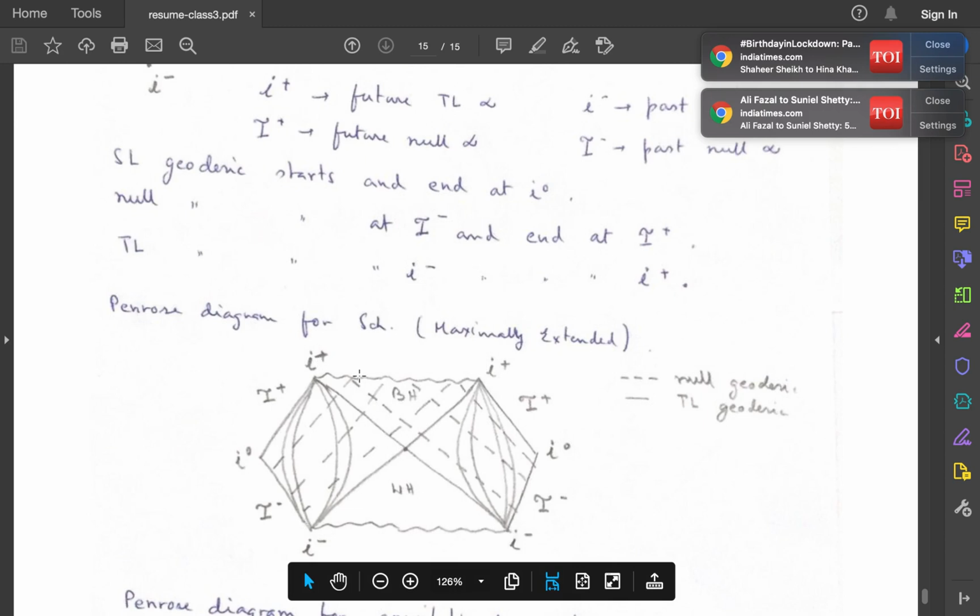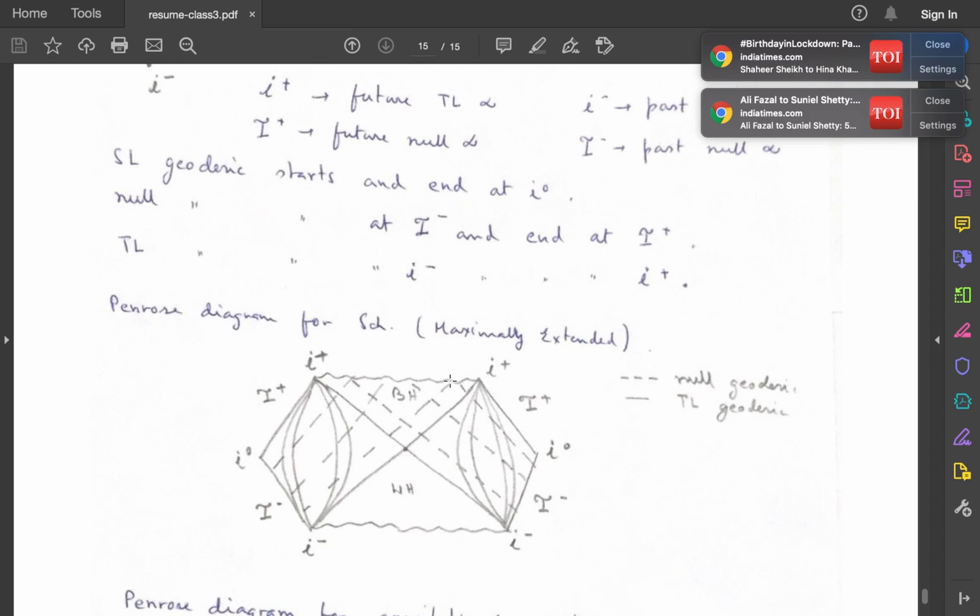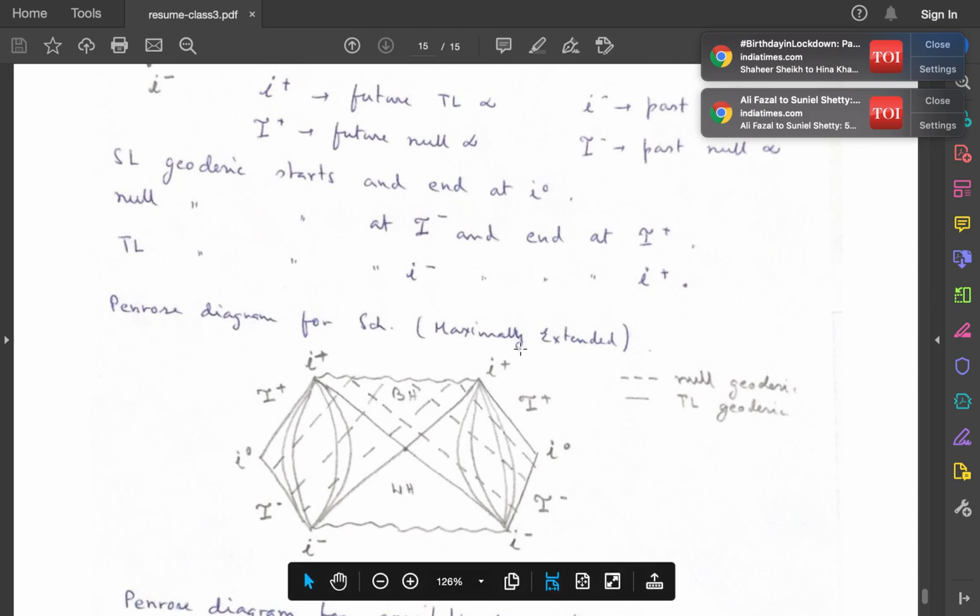So this is the whole black hole, right? This is the black hole part. I plus is not a point; it is this curvy line. This is the white hole with a curvy line. This is the I minus point, and this is the I plus point. We have two I plus and two I minus points, connecting region 1 and region 4. Regions 2 and 3 are the black hole and the white hole.